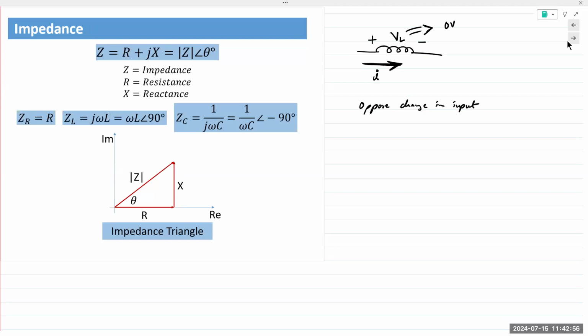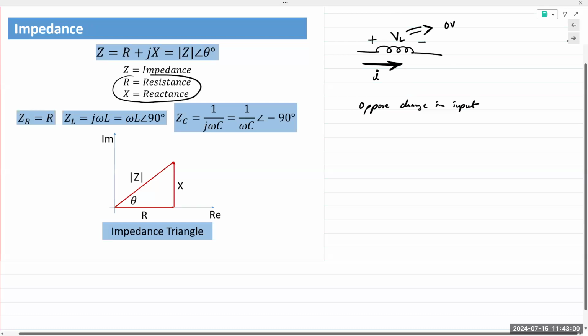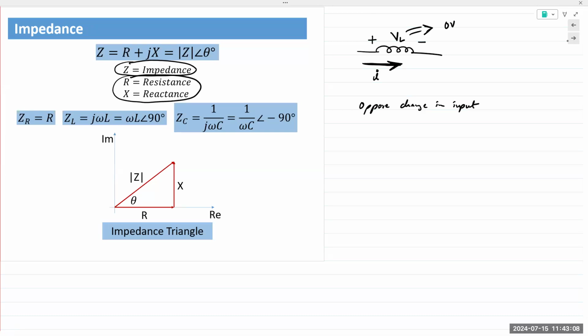And collectively, we describe the resistance and reactance together as impedance. It impedes. The impedance can be describing direct opposition in case of resistors, or it could be describing just reactance in case of inductors and capacitors. But collectively together, we came up with a new term known as impedance. So when we deal with AC circuits, we typically talk about impedance.